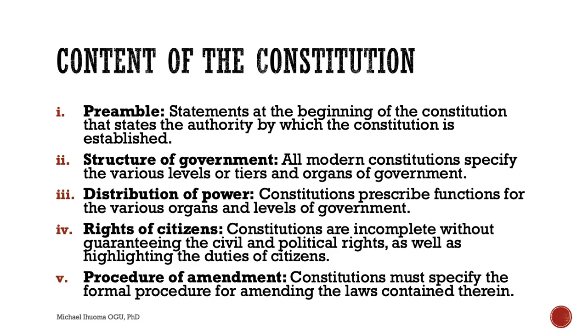Because the question is, on what authority were these laws made? Who were the people who agreed to come up with this body of rules? A constitution cannot omit the distribution of power within such a state, because it will mean that the organs of government do not understand how they function or how they interact, or how they interrelate with one another. So these are the contents of a constitution.